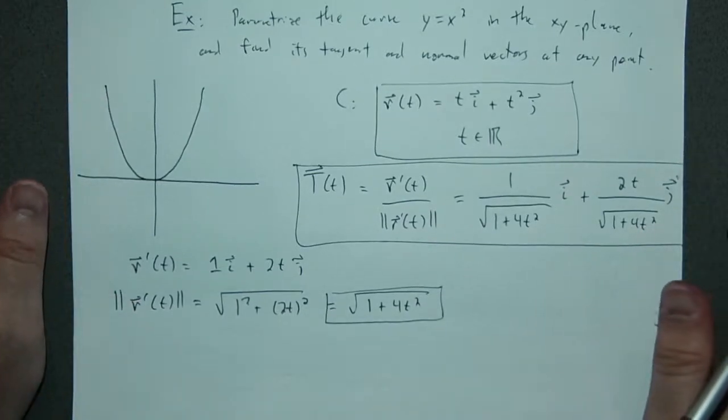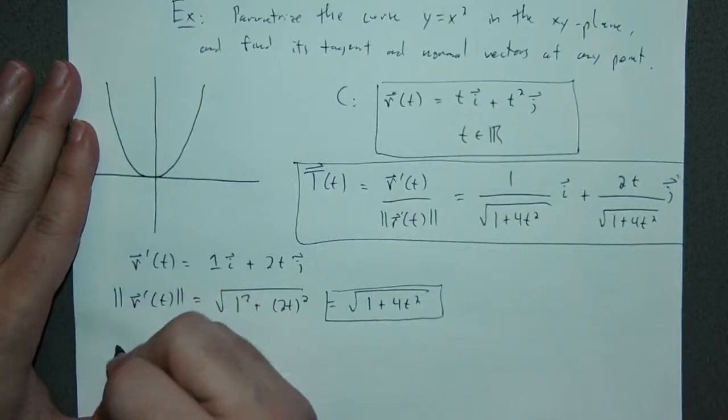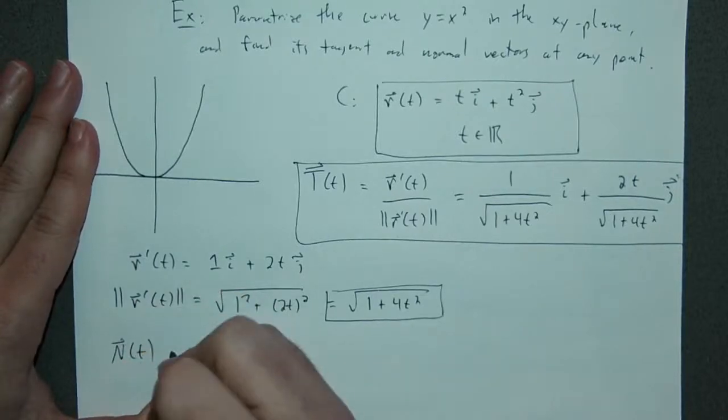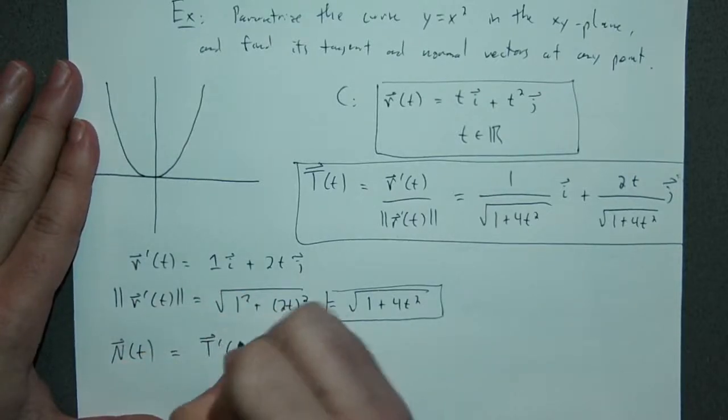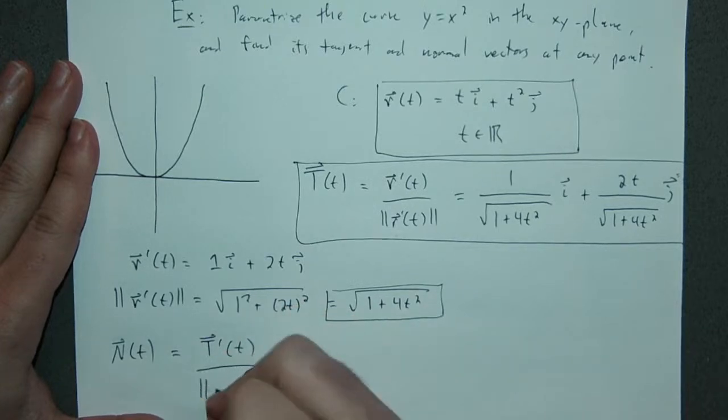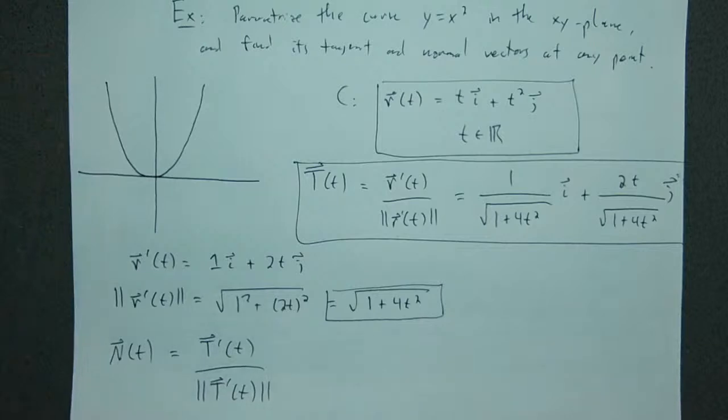Okay, so now I have to compute the normal vector. But the normal vector is, again, T prime over the length of T prime. Ooh, this is not looking too good. How do I find r of t?